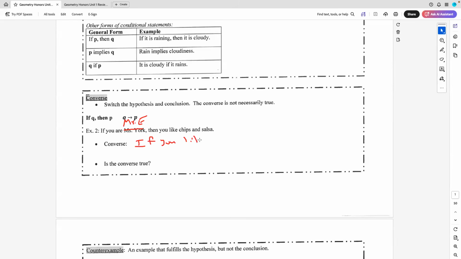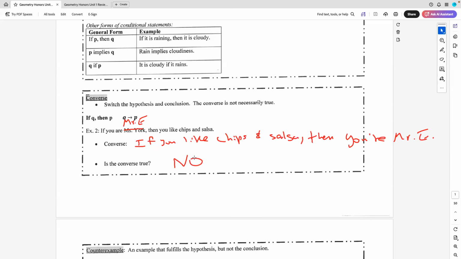Now this is going to be weird. If you like chips and salsa, then you are Mr. E. But that's not true. Who in this room likes chips and salsa? Yeah, most of you. You guys are normal. Okay, James, are you Mr. E? No, you're not Mr. E. You're not me, right? You're James Thomas. So the answer is no. Converses are not necessarily true.